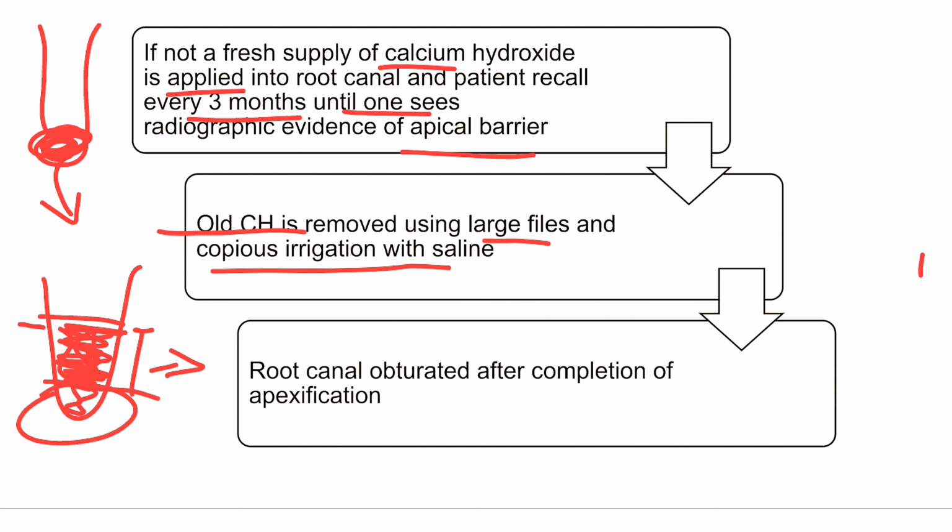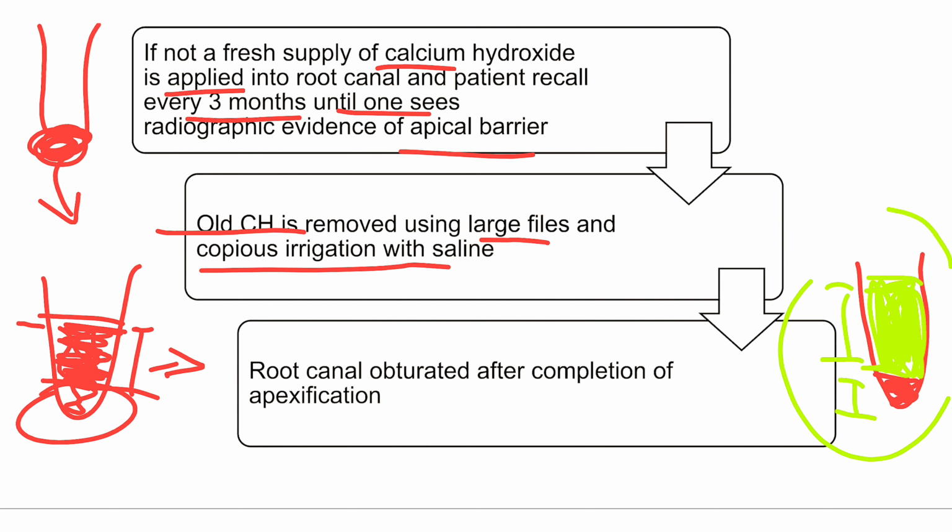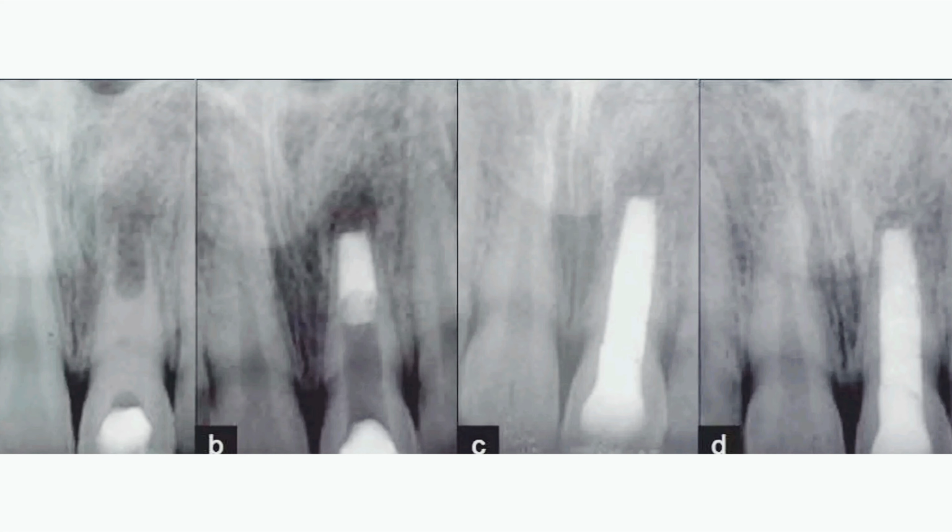So it will look somewhat like this. Here the calcific barrier has formed at the apex. All these areas are filled with gutta percha. This is our gutta percha and this is our calcific barrier. This has to be done in the last appointment. Root canal obturation should be completed after the apexification procedure has been done completely. This is a radiographic picture of apexification. So here we have come to the end of this topic.